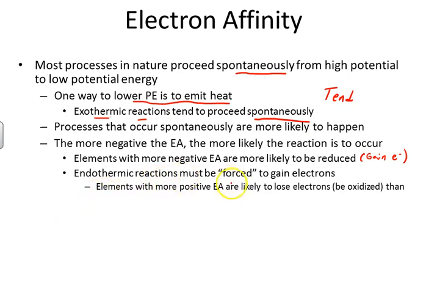Endothermic reactions have to be forced to gain electrons. These are non-spontaneous. Elements that are more positive in their electron affinities are likely to lose electrons rather than gain electrons. That is to say, they are likely to be oxidized. Oxidized means loss of electrons.